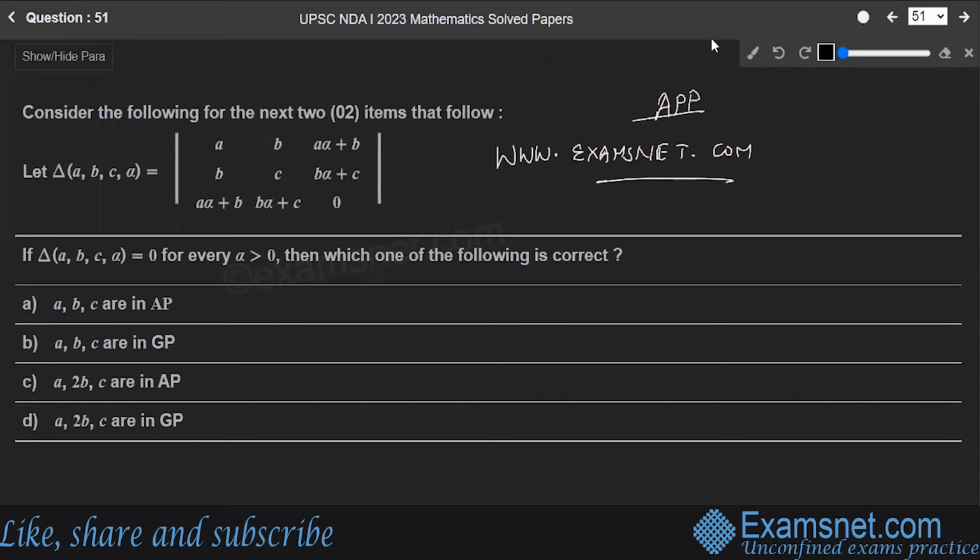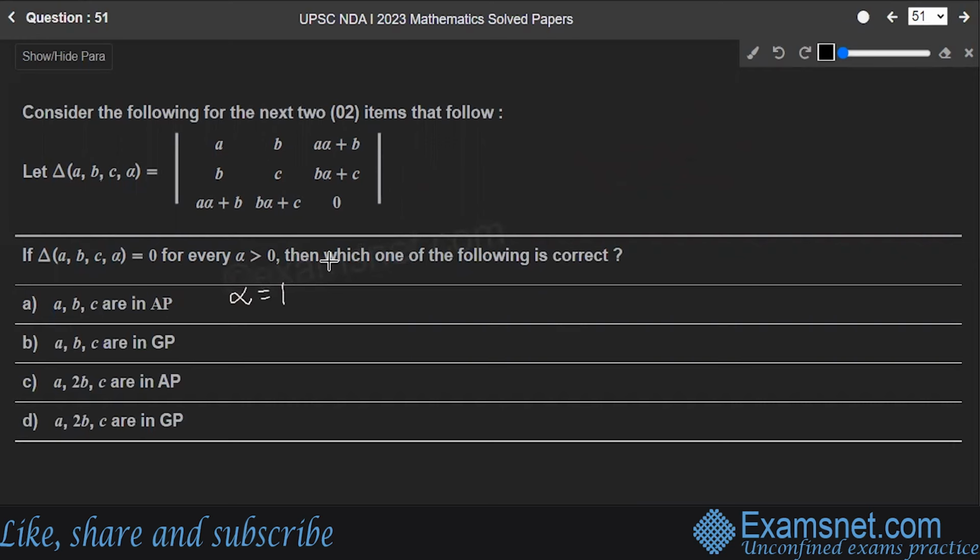So let's start with question number 51. 51 and 52 questions will be based on this same statement. It says, let the determinant, this matrix is given by this, determinant is given by this. And in the very first 51st question, it's given if the determinant is equal to 0 for every alpha greater than 0, then which one of the following is correct? All right. So it is given that this determinant is 0 for every alpha greater than 0. So let's take alpha is equal to 1. Let's start with this only.